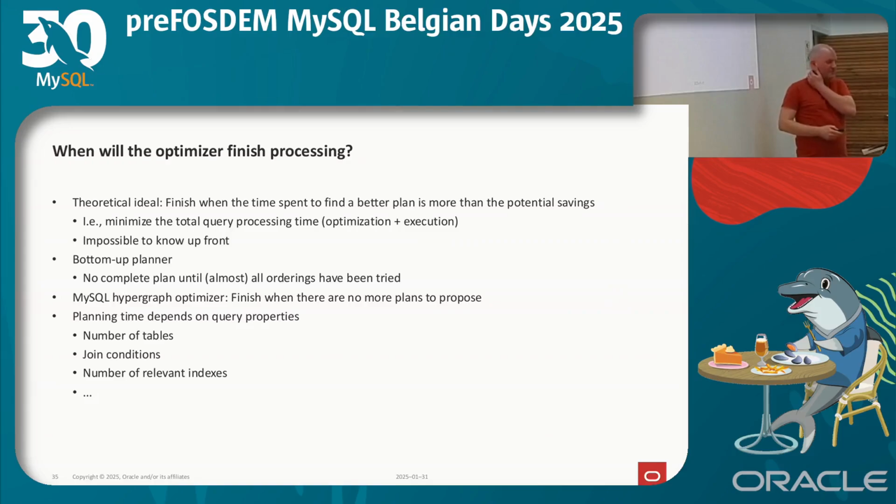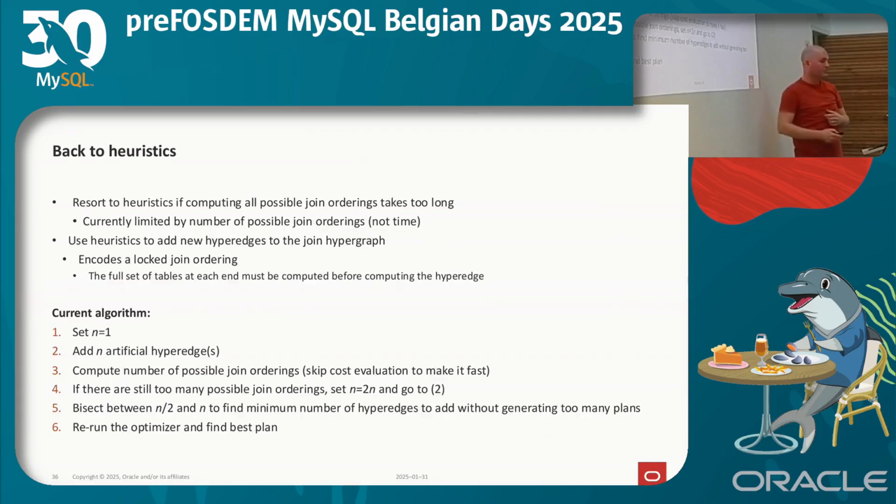But sometimes that takes too long. So we have a counter for how many times we go around this loop. And if that happens too many times, we resort to heuristics. And not in the way the old optimizer did it. We don't stop and just add all the missing tables. Instead, we actually abort the entire optimization. We go back and add constraints to our hypergraph.